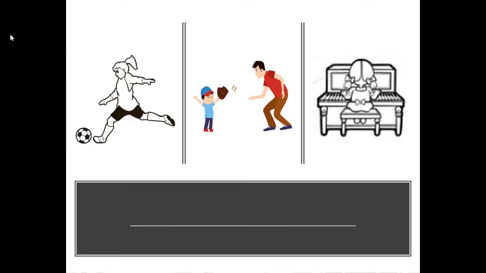So here's our first group of pictures. What do you notice or see? So say what you notice or see out loud for one or all of the pictures. I notice or I see.